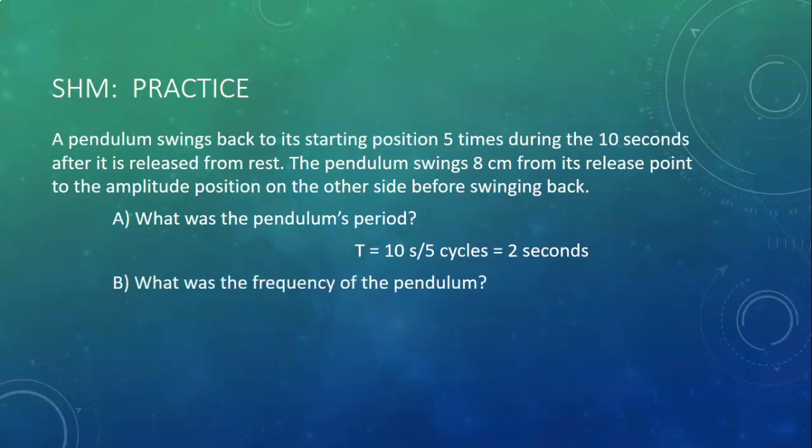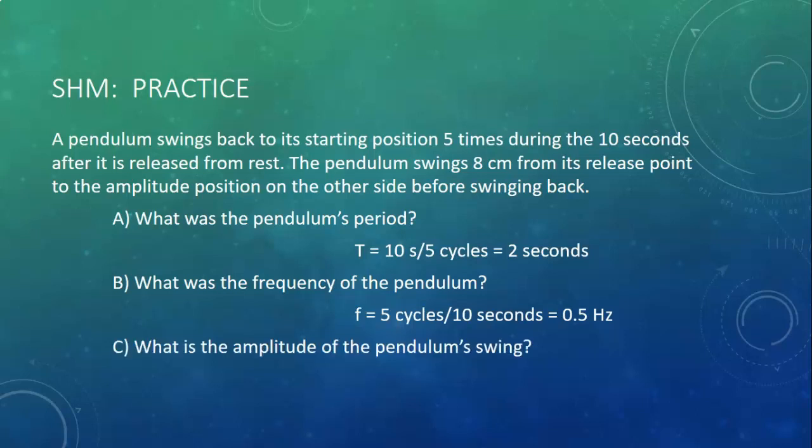Try this one. What's the frequency of the pendulum? Okay, again, hopefully you came up with either 5 cycles divided by 10 seconds, which gives you a half a hertz, or maybe you looked back at the period and said, I know frequency is 1 over period, so the frequency must be a half a hertz.